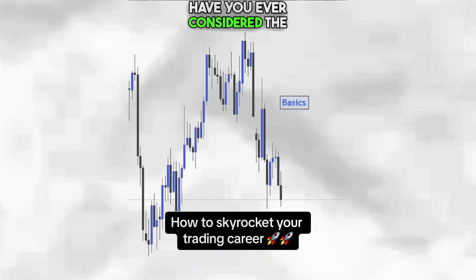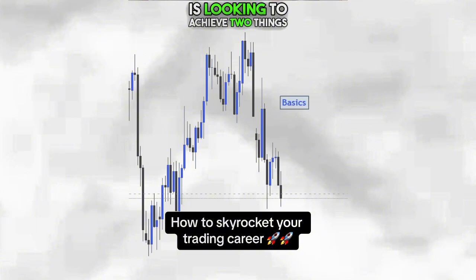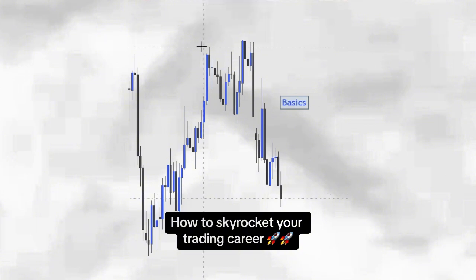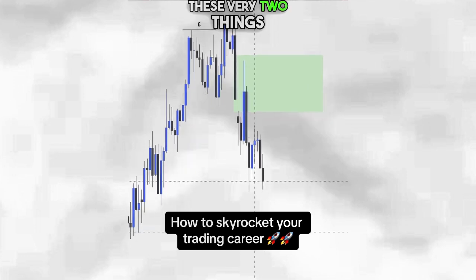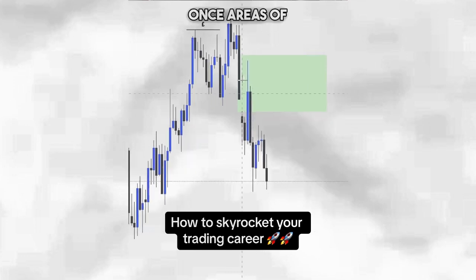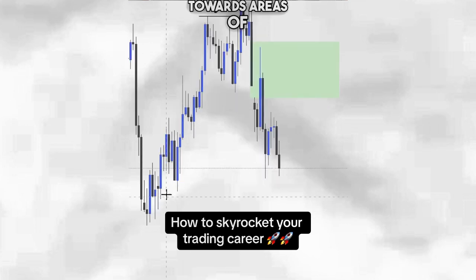Have you ever considered the fact that your trading career will skyrocket further than you ever thought was possible if you stop overcomplicating it and you just focus on the basics? All you need to understand is that the market is looking to achieve two things: seek areas of liquidity, rebalance into areas of inefficiency. Price recycles these very two things. Once areas of inefficiency have been rebalanced, price will head towards areas of liquidity.